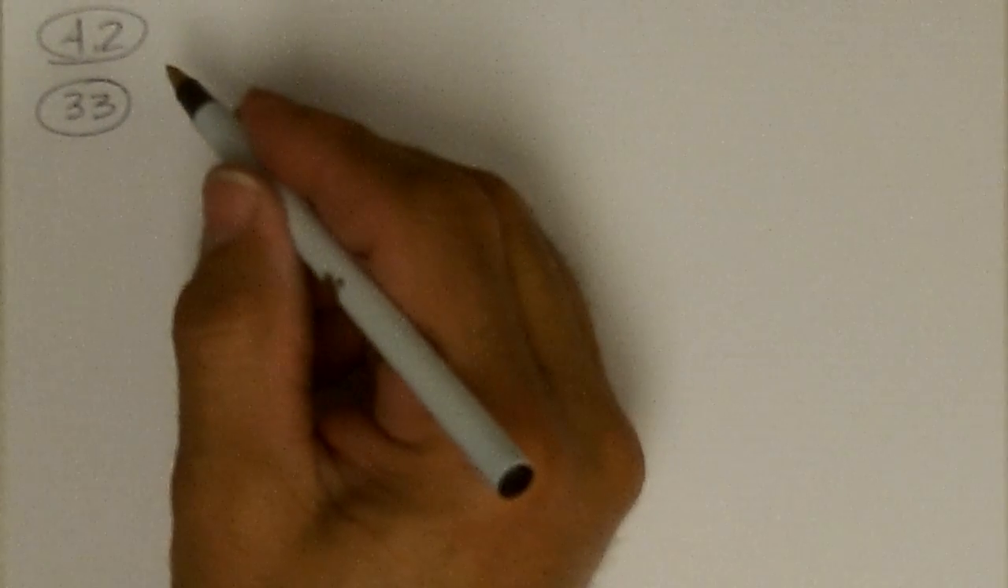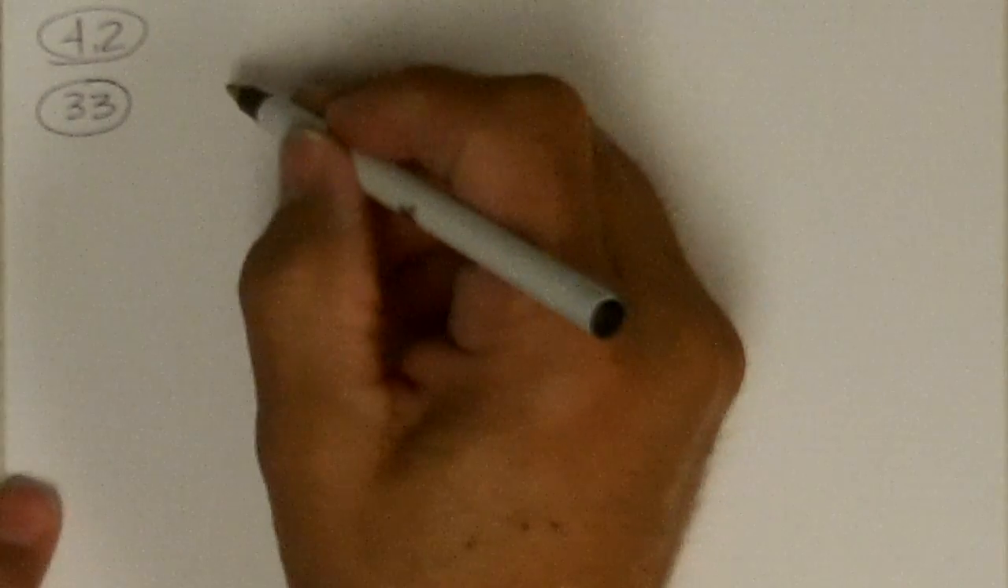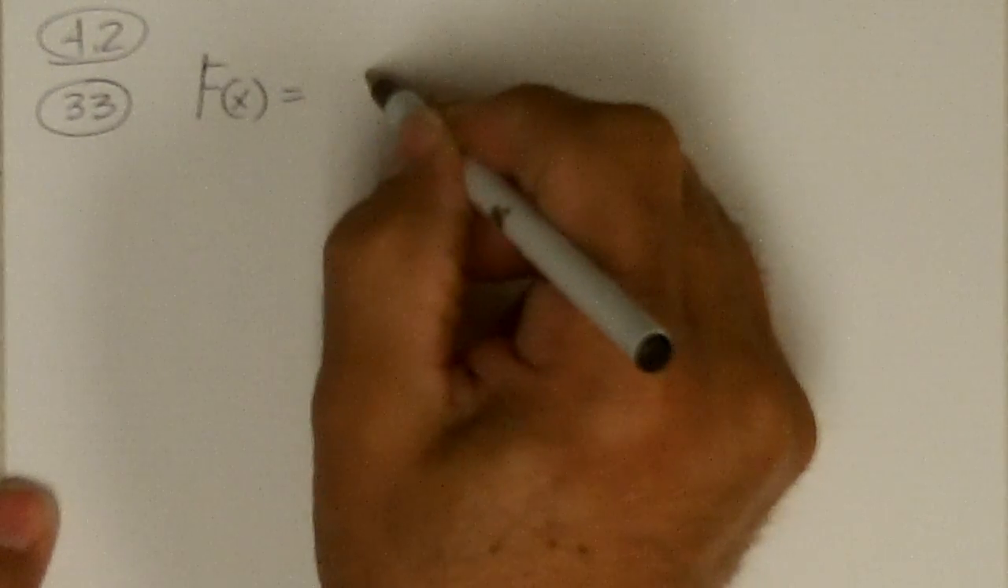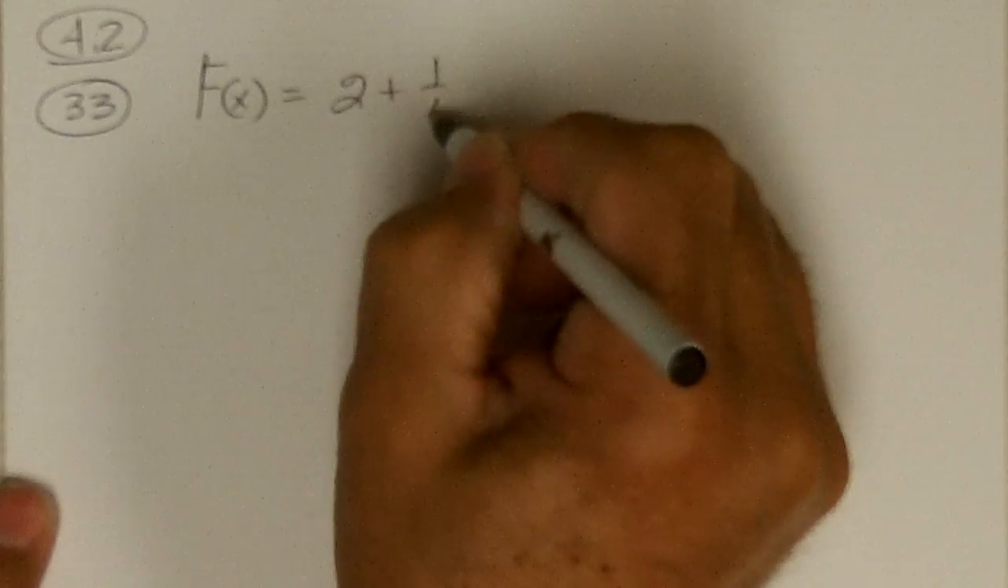All right, 4.2, number 33. So we have f of x equals 2 plus 1 over x.